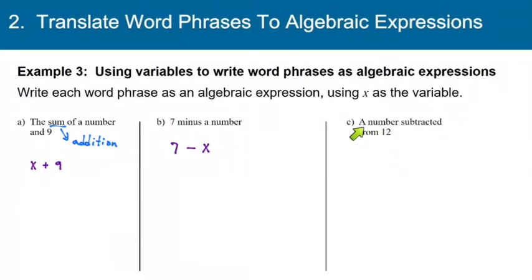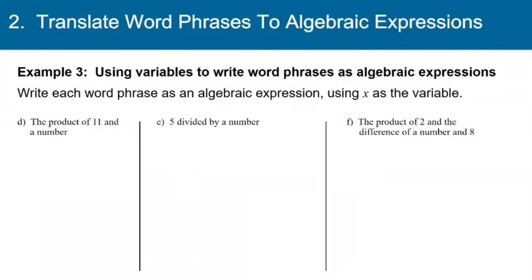And for part C, we have a number subtracted from 12. Now, if you subtracted from 12, it means you started with 12 and you took away this unknown number. So let's write down the 12 first, and then we will subtract x.